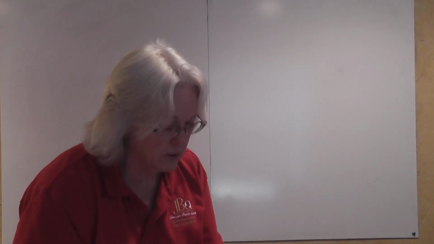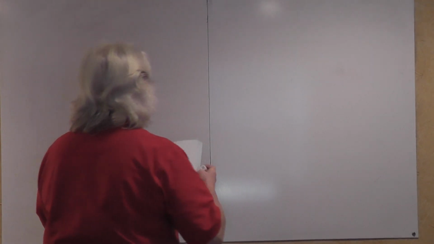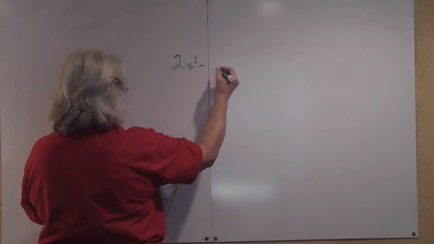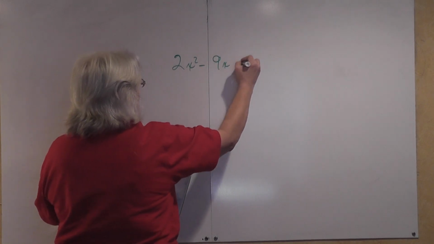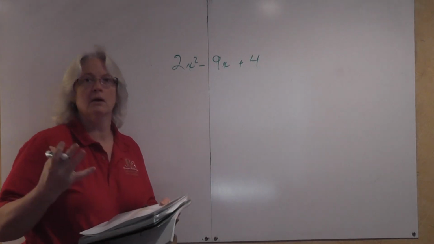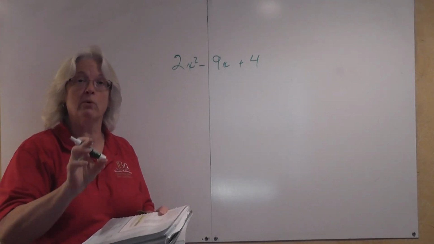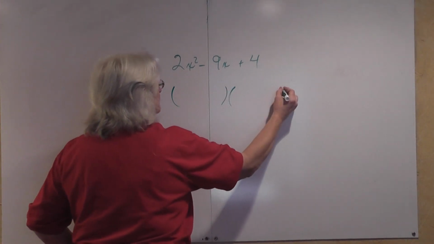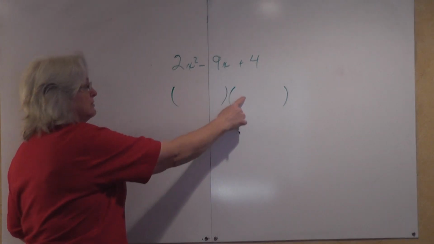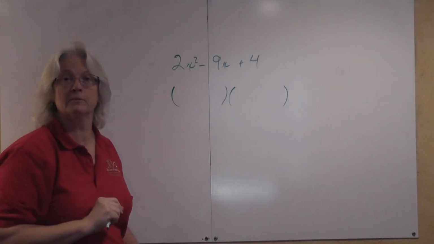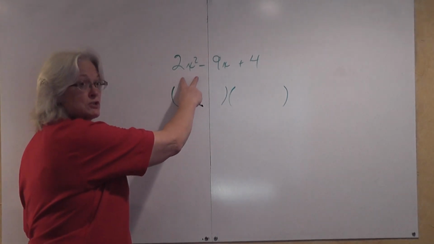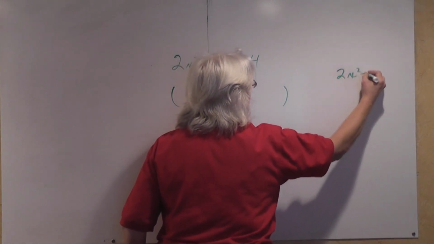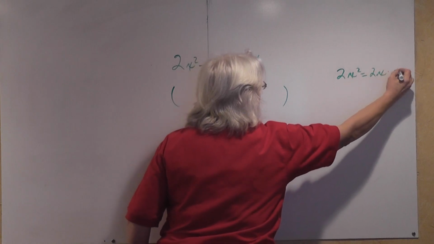The next example is 2x squared minus 9x plus 4. We have a trinomial. We know that will factor into two binomial factors. What are we going to do for our first terms here? So that we factor our first term in the trinomial. 2x squared can be written as 2x times x.